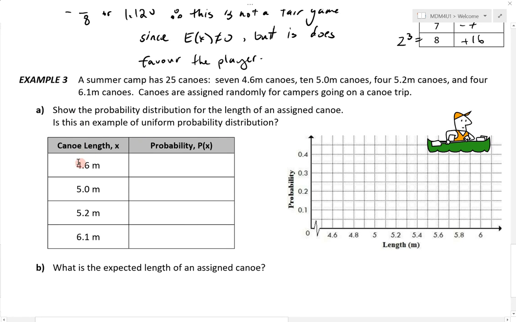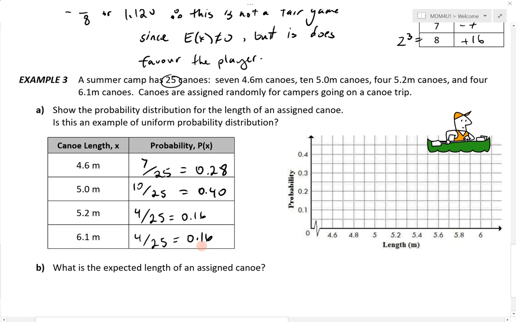For a canoe length of 4.6, the probability of getting that canoe is, well, you have how many of them? 7 of them. So 7 out of how many canoes in total? 25. So 7 out of 25, which is 0.28 or 28%. The 5 meter canoe, well, it turns out we have 10 of those. So 10 out of 25 equals 0.4. And 5.2 meter canoes, we have only 4 of those. And that's 4 out of 25, which is 0.16. And here I have 4 out of 25, which is also 0.16.